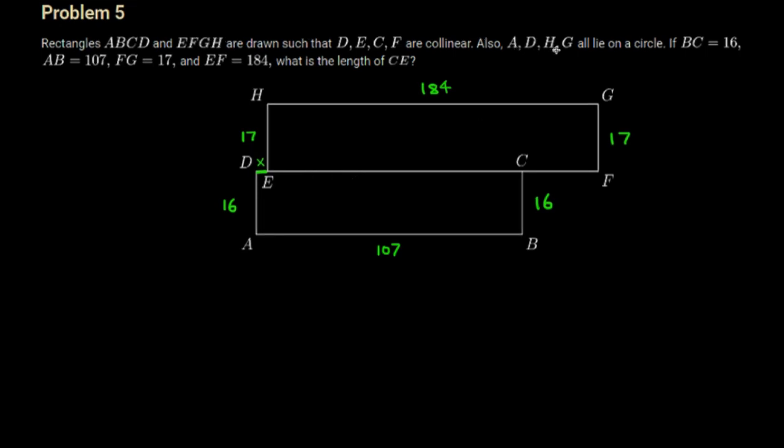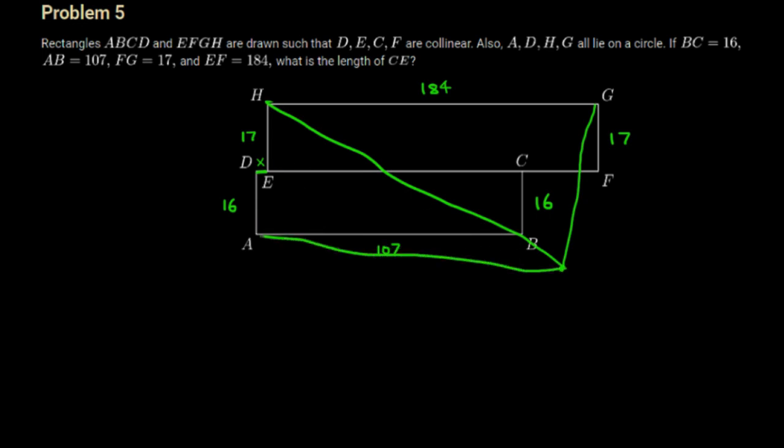Also, A, D, H, and G all lie on a circle. What does this mean? Let's take any random point, and put it over here. This distance equals this distance, which is equal to this distance and this distance. Obviously it doesn't look accurate, but we know that they all have to be equal.